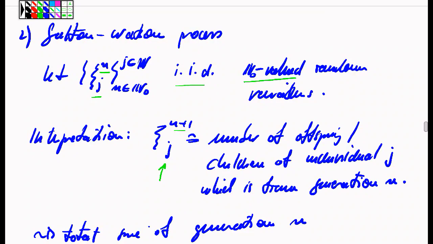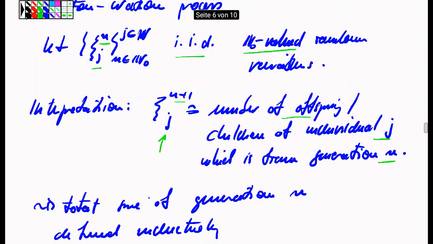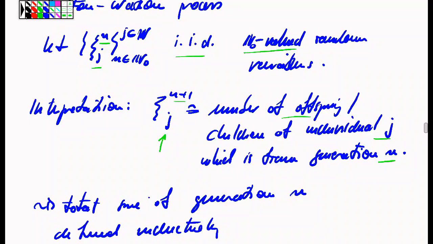So psi j n plus 1 is the number of offspring that the individual j, which is in generation n, has generated. So psi j n plus 1 is the number of children that individual j, which belongs to generation n, will have in generation n plus 1. And each individual can give rise to a next generation only once.